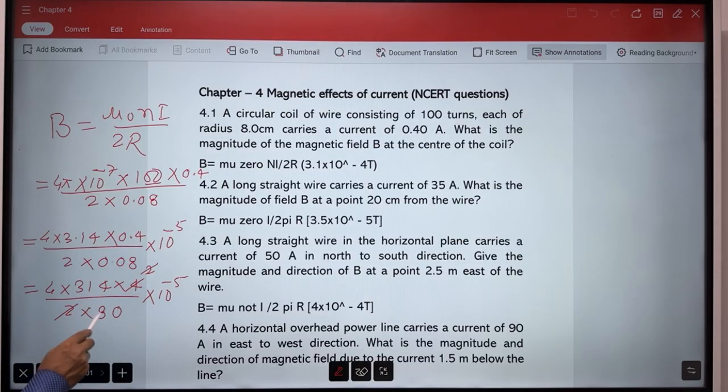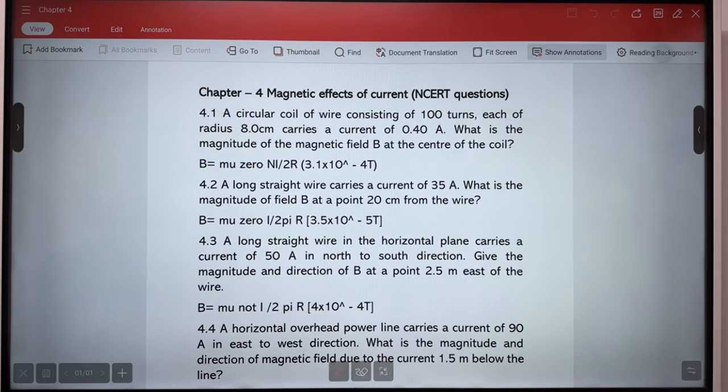2 into 40 is 80, 4 into 10 is 40. So this will become 31.4 into 10 to the power minus 5 Tesla. Right? So I think you have understood.